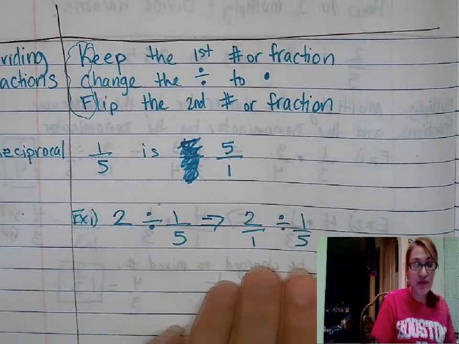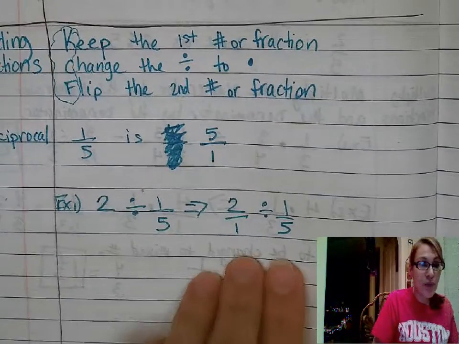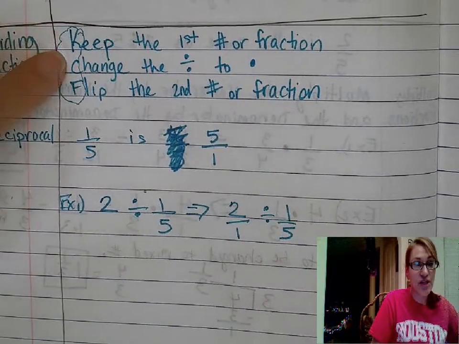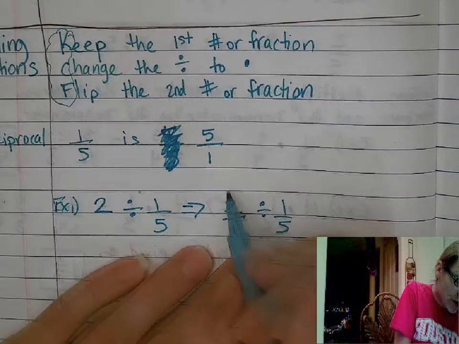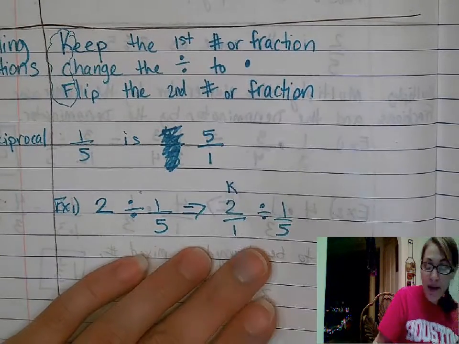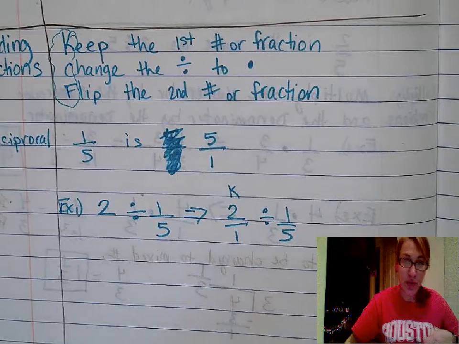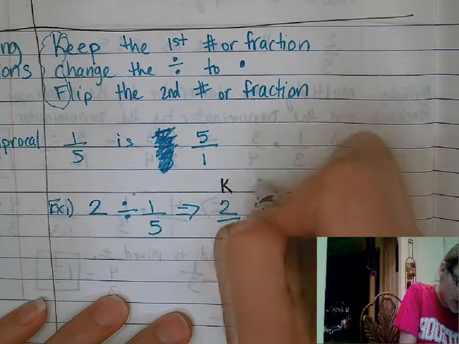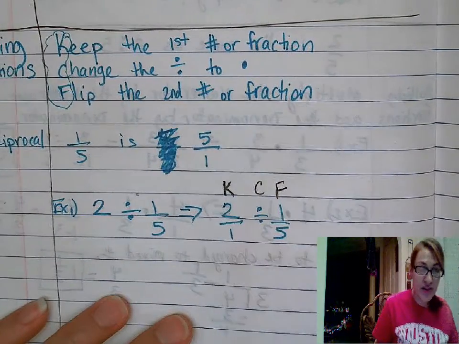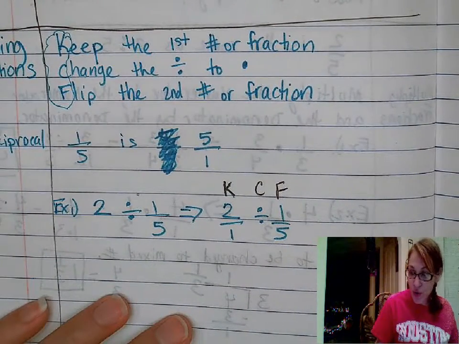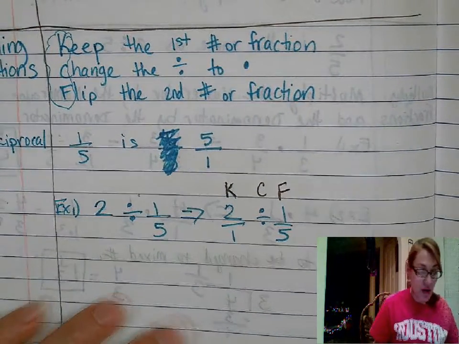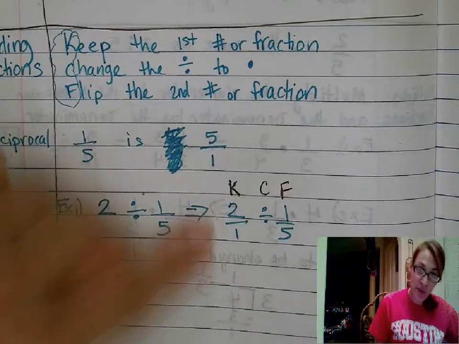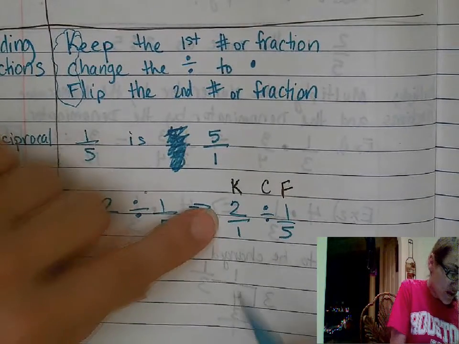Alright, so now we have two fractions, right? So now we can apply the keep, change, and the flip. What I do, I write it on top. Let me find my other pen so it stands out, the darker one. Keep, change, and flip. You see that? Okay, so we're going to keep the first number or fraction. So you're going to keep my first fraction, right? So that's going to stay.